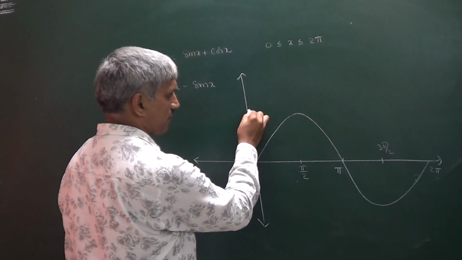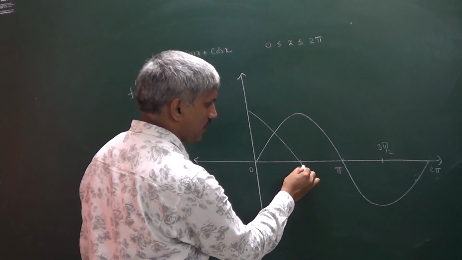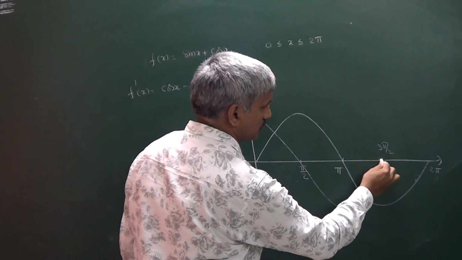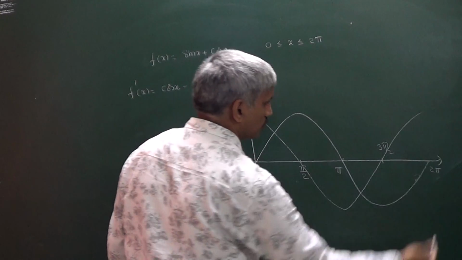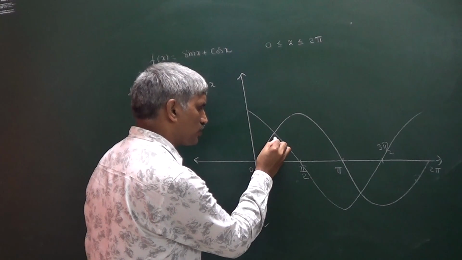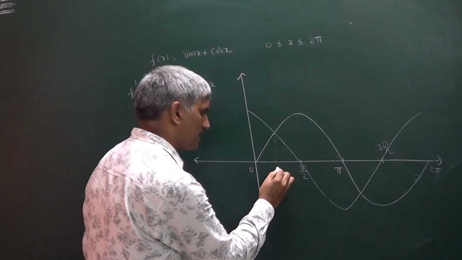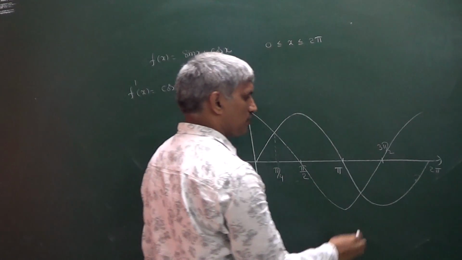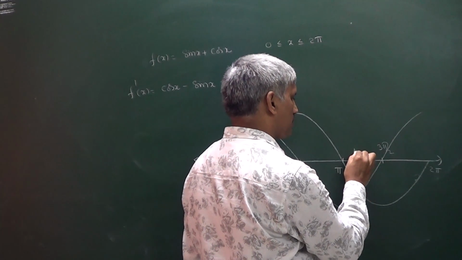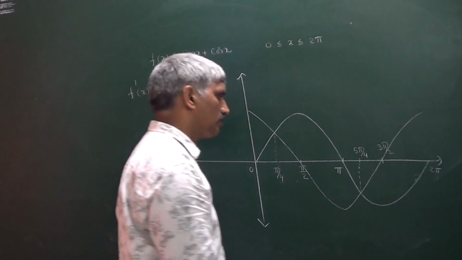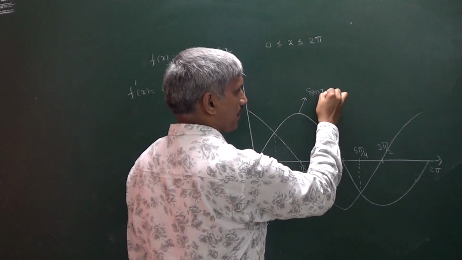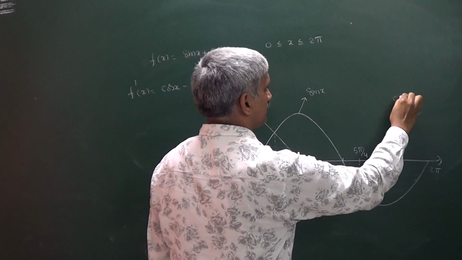Now this is the graph of cos x. At 90 you will get 0, at 180 you will get minus 1, at 3 pi by 2 you will get 0, and again at 2 pi it reaches the maximum value 1. But where these two graphs intersect, this is one particular point where they are intersecting, that is nothing but pi by 4, and this is one more point where they are intersecting, that is nothing but pi plus pi by 4, which is 5 pi by 4. So it is clear, this is the graph of sin x and this is the graph of cos x.